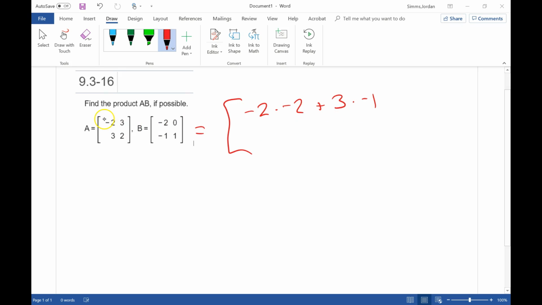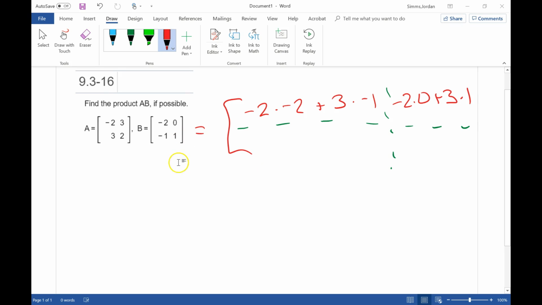We'll do the second column now. Let me just put a little mark in here just to keep all this straight, because we're going to have a bunch of different answers going on here. Top row by second column, so we have -2 times 0. I'll just write it in, but we know that's going to be 0. And then we'll add that to 3 times 1.